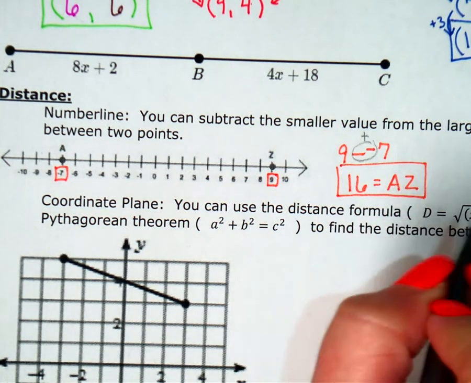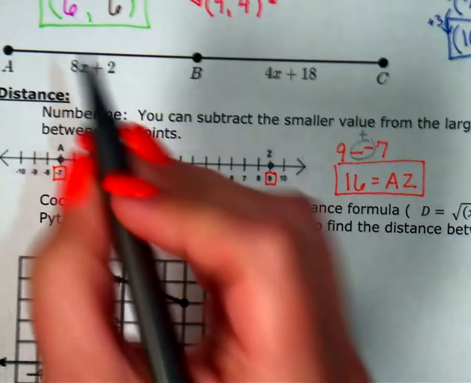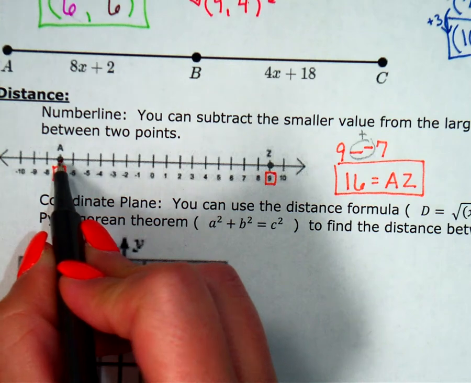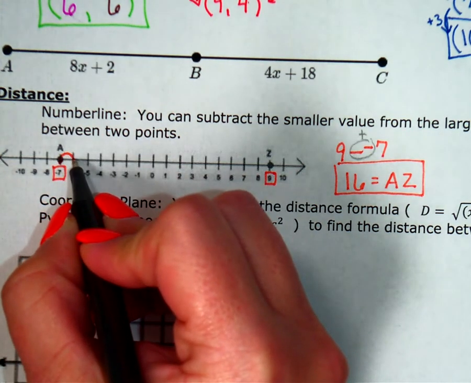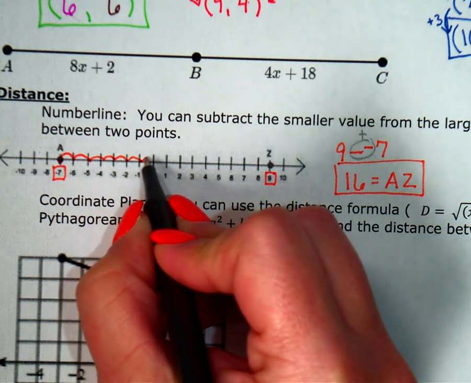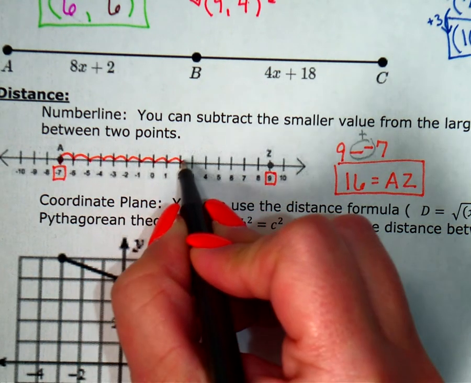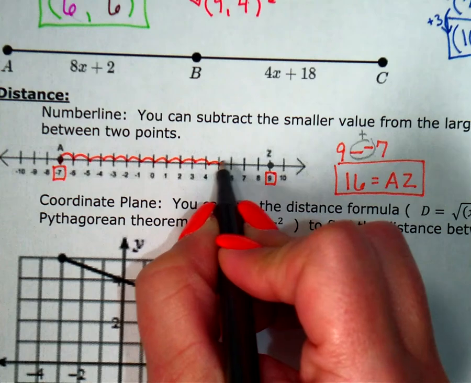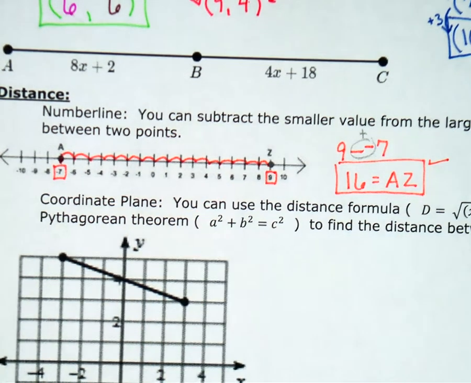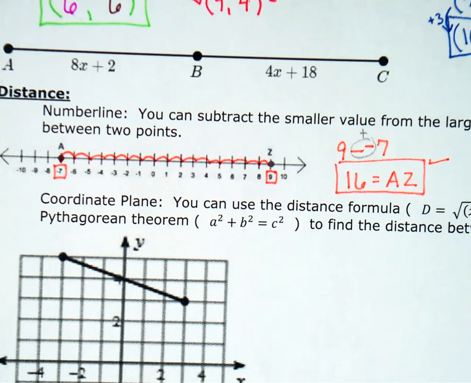We can also count. The problem is some of us, when we count, start when we put our pen down. So we say 1 right here, but we haven't actually moved. So make sure you don't start counting until you move. 1, 2, 3, 4, 5, 6, 7, 8, 9, 10, 11, 12, 13, 14, 15, 16. So we can see we have 16 units between A and Z.